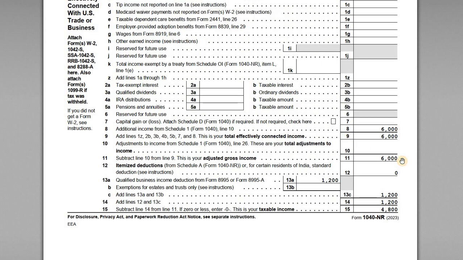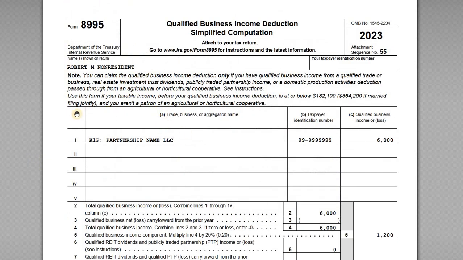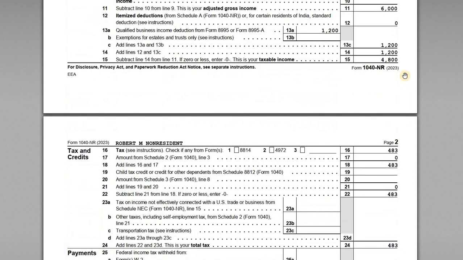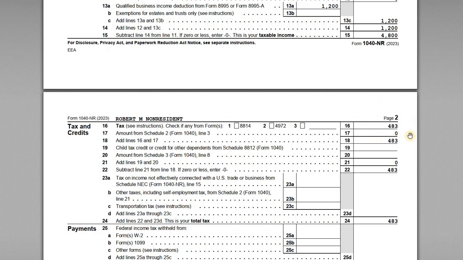Now in this return, he's also going to be able to claim the QBI deduction. So this is effectively connected income, which means it's eligible for QBI. So he's completed the Form 8995 for the QBI deduction and reported that deduction on line 13A. So the net taxable income he has for the period is $4,800. Now, based on this amount of income and his filing status, the amount of tax when he looks at the tax rate tables is actually only $483.